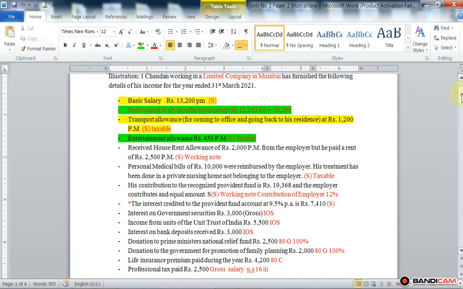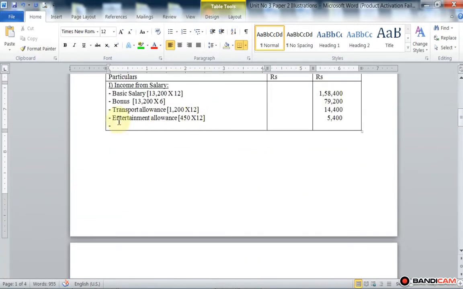HRA, house rent allowance. HRA received is 2,000 multiplied by 12, that is 24,000, in the inner column, because we need to compute a working note for exempted HRA. We put the figure in the inner column and make a working note of exempted HRA.